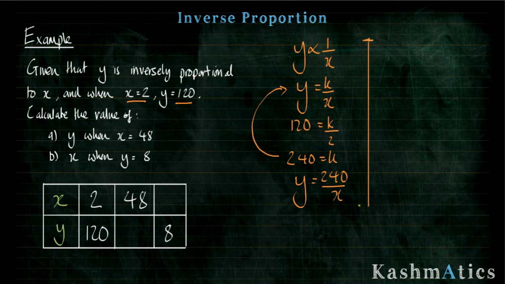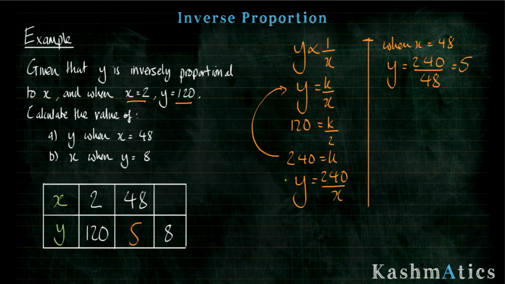So let's just draw ourselves a line there to separate things. So I'm going to work out what y is when x equals 48. So when x equals 48, y equals 240 divided by 48, which equals 5. Okay, so I can put 5 here. So that's that part done.